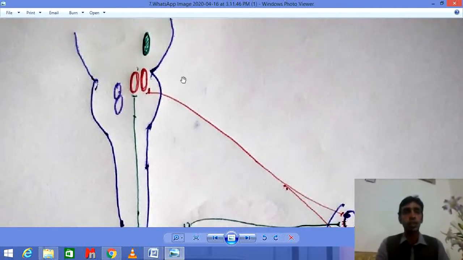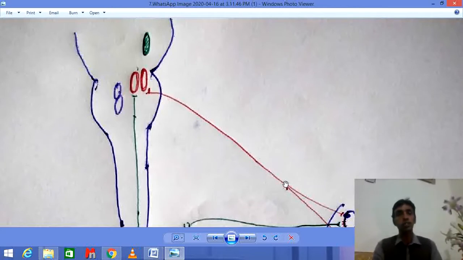Another feedback mechanism, for example, you can also call it this one. This is the parasympathetic nucleus and this is the parasympathetic pathway. This is the parasympathetic pathway for what? For the decrease of heart rate. This only decreases the heart rate. This can only decrease the heart rate. This can't do anything else.